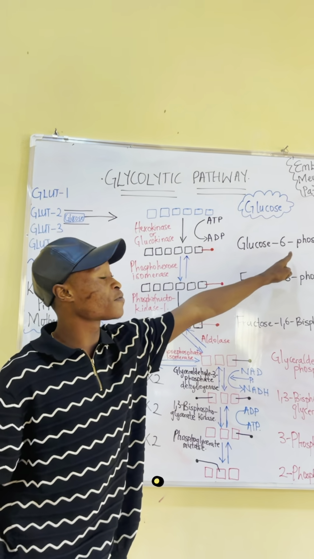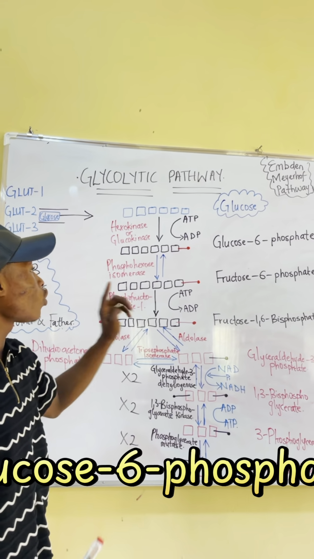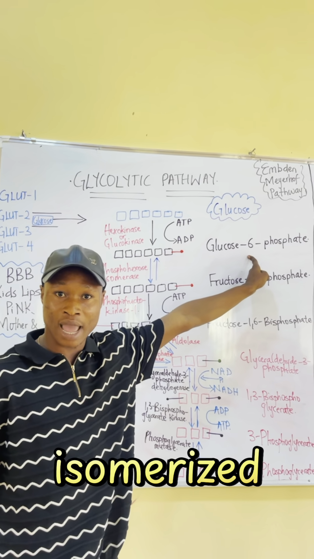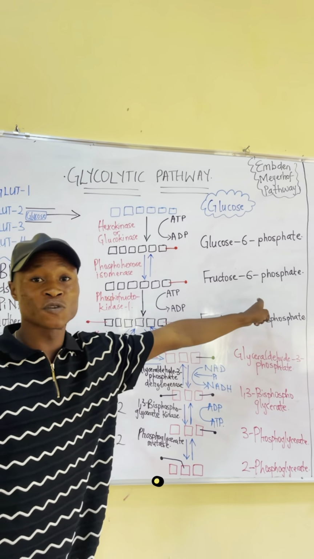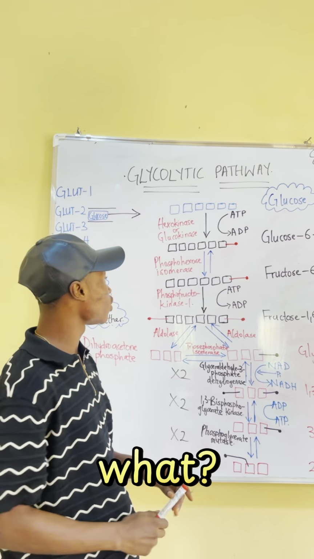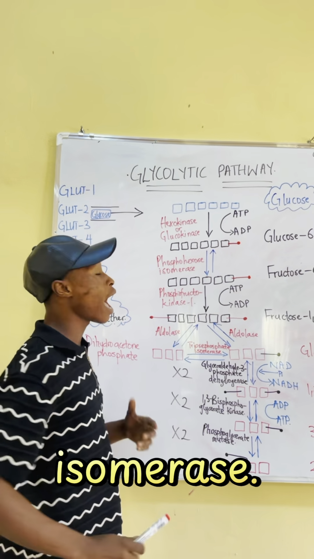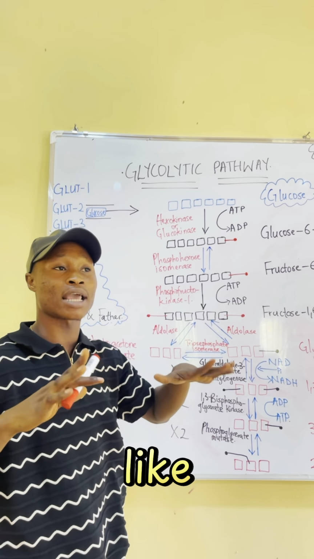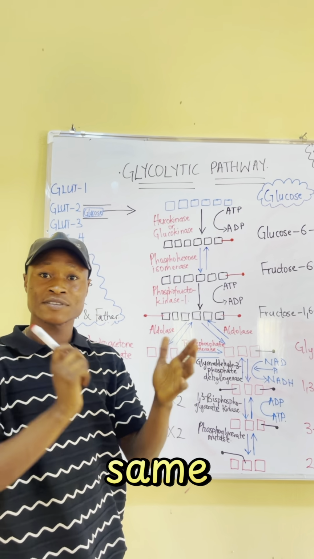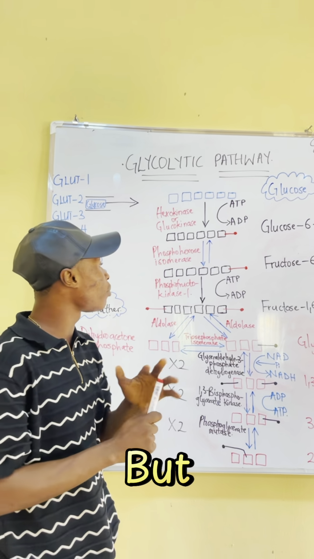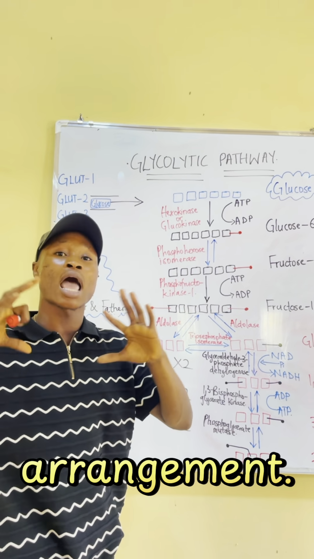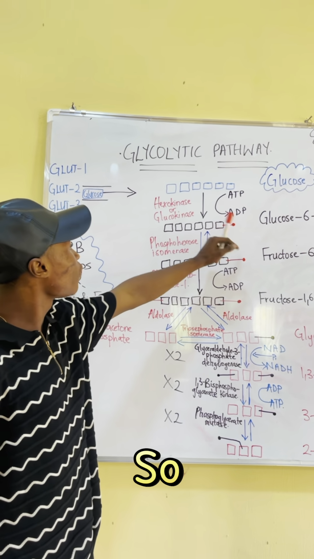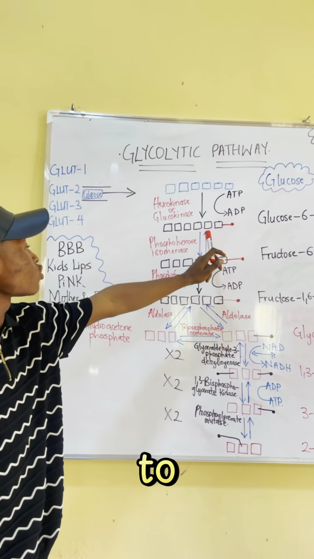Now, what's the next step? This is glucose 6-phosphate. Something needs to happen. Glucose 6-phosphate needs to be isomerized to fructose 6-phosphate. And the enzyme that catalyzes that reaction is what? Phosphohexose isomerase. Since they are what? They are like that, it is an isomerization reaction. They have the same molecular formula, but they are different in their what? Arrangement.